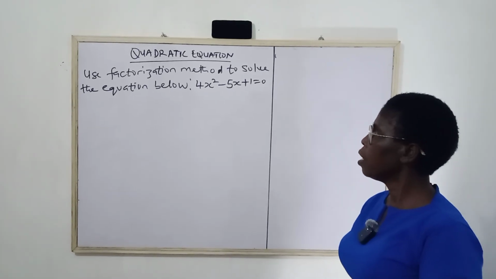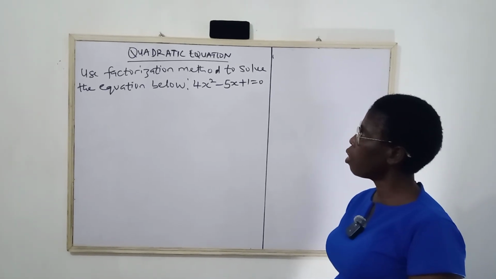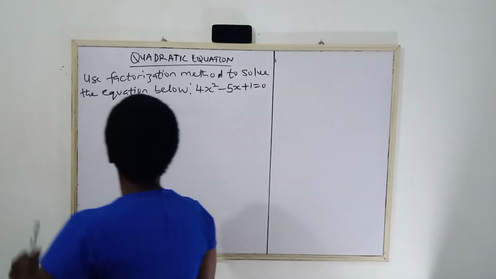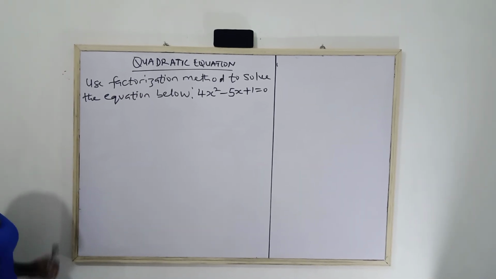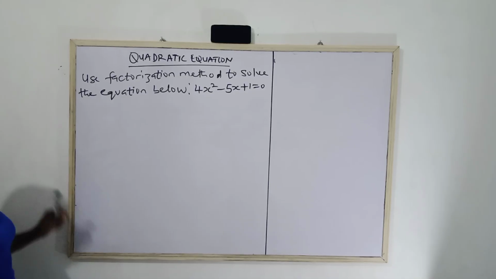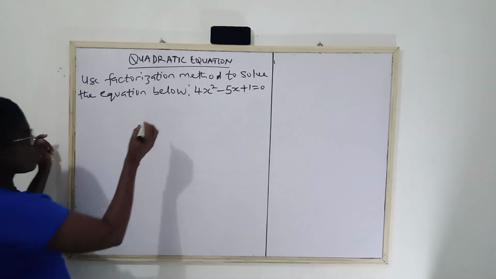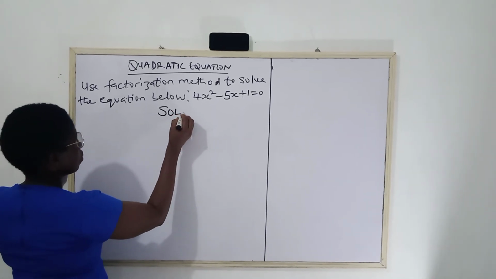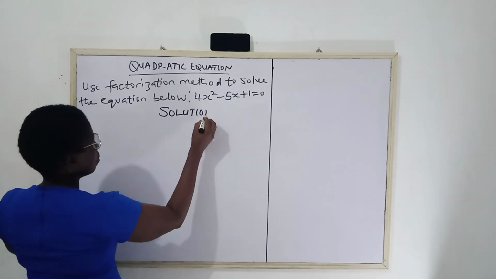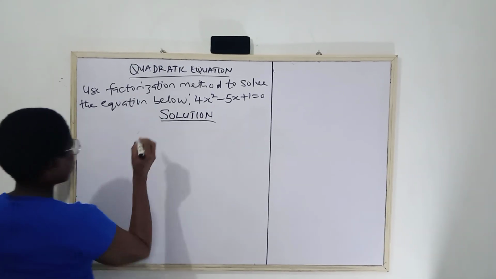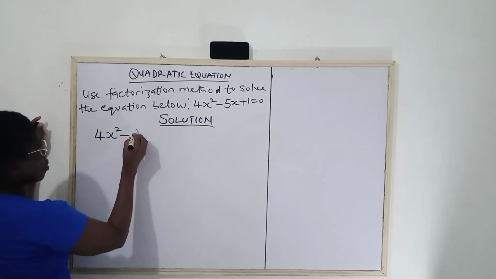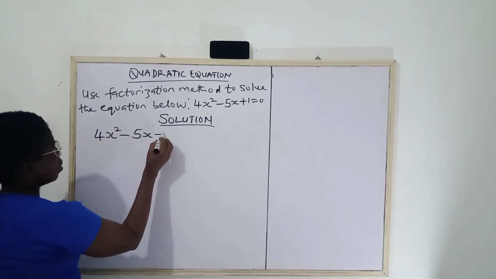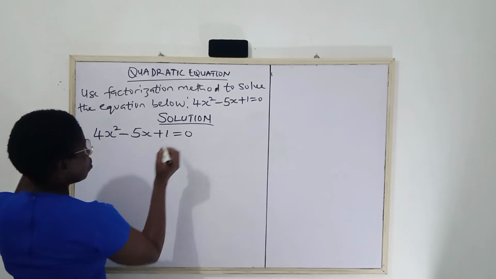Let's react to this question together on quadratic equation. The question says, use factorization method to solve the equation below: 4x squared minus 5x plus 1 is equal to 0. We are going to solve it together. Solution. Now, let me write out the equation: 4x squared minus 5x plus 1 is equal to 0.